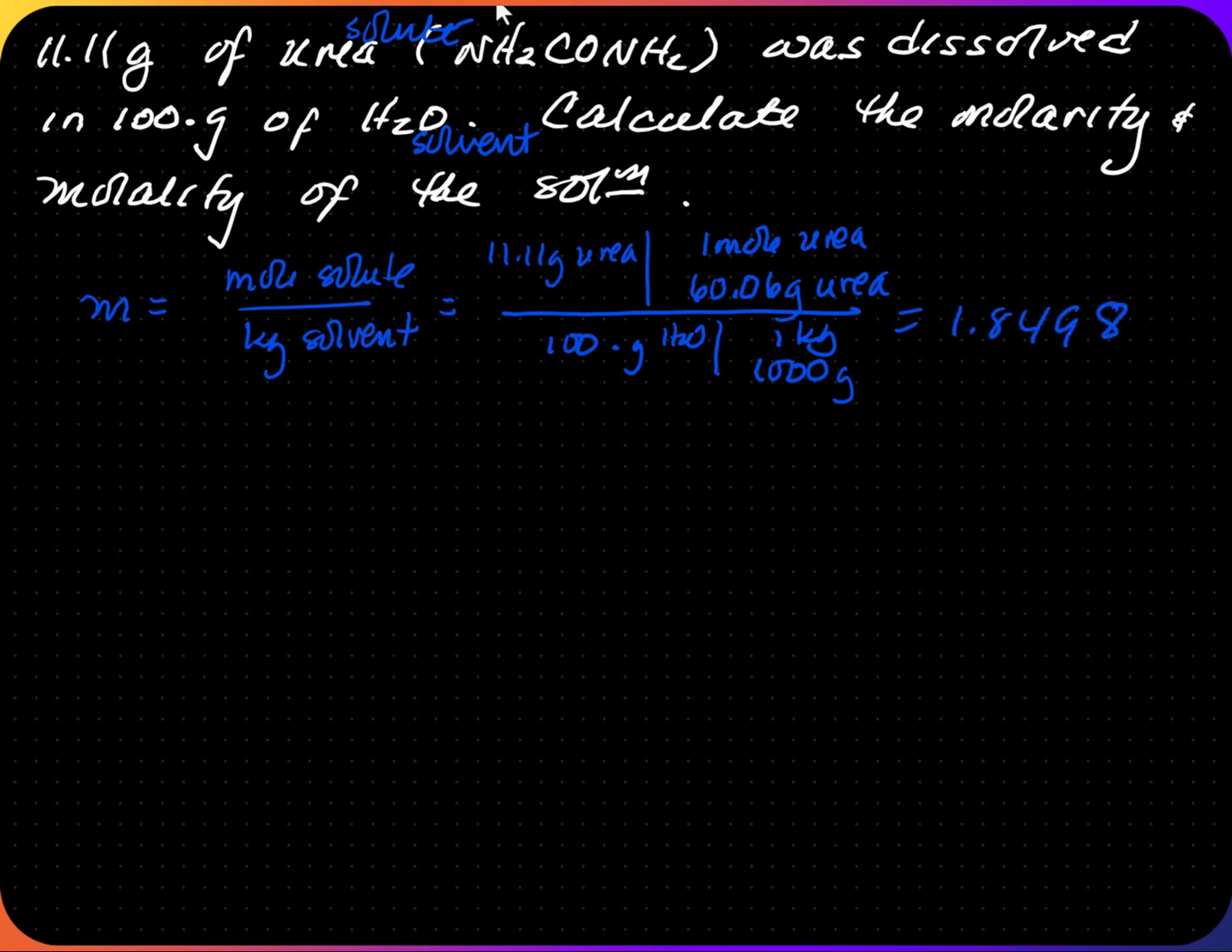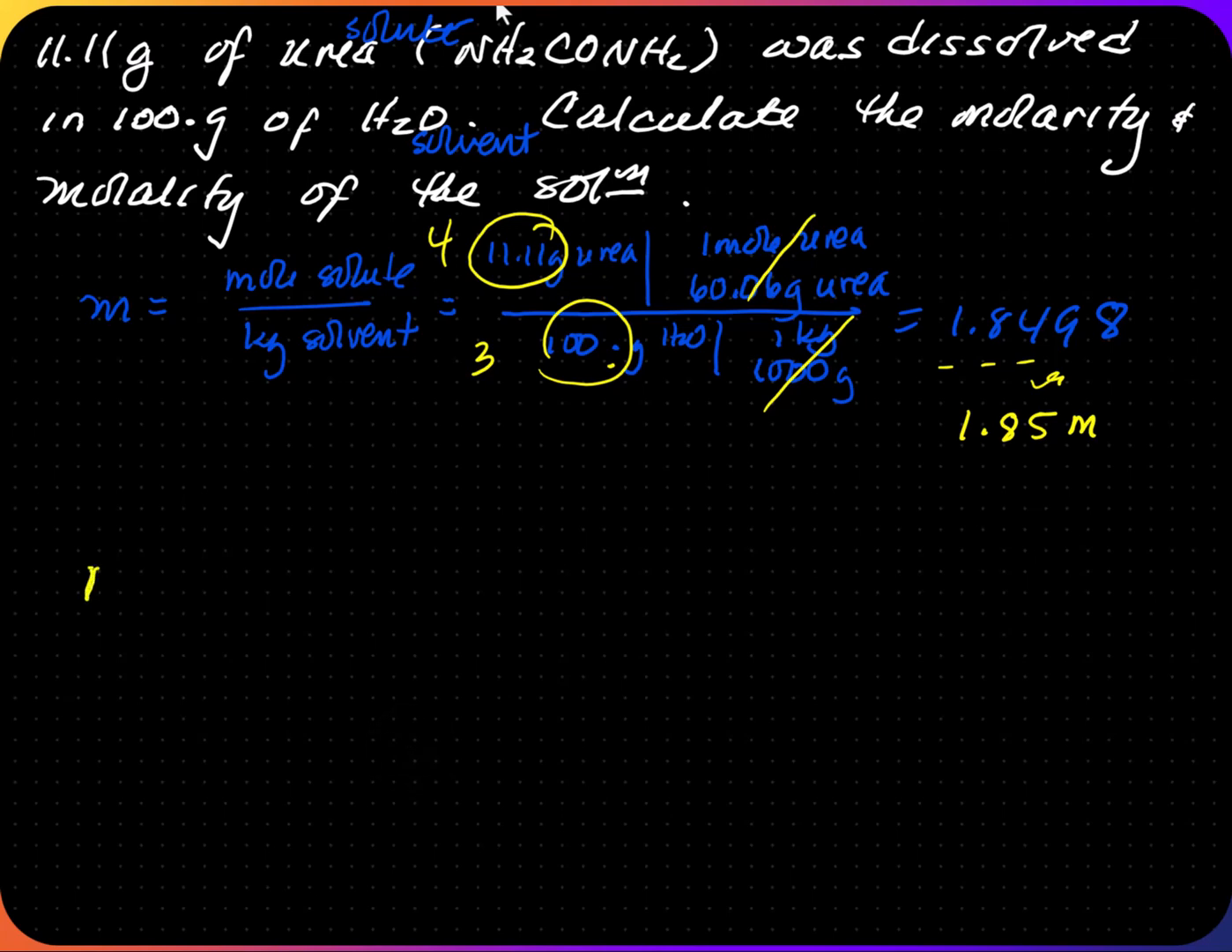1.8498. If we do sig figs, there are 4 here. This doesn't count, conversion factor. There are 3 here because there's a decimal and a significant digit in front, and that doesn't count because it's a conversion factor. My final answer has 3. 1, 2, 3. I look 1 to the right, so it's 1.85 molal, little m, or moles per kilogram.